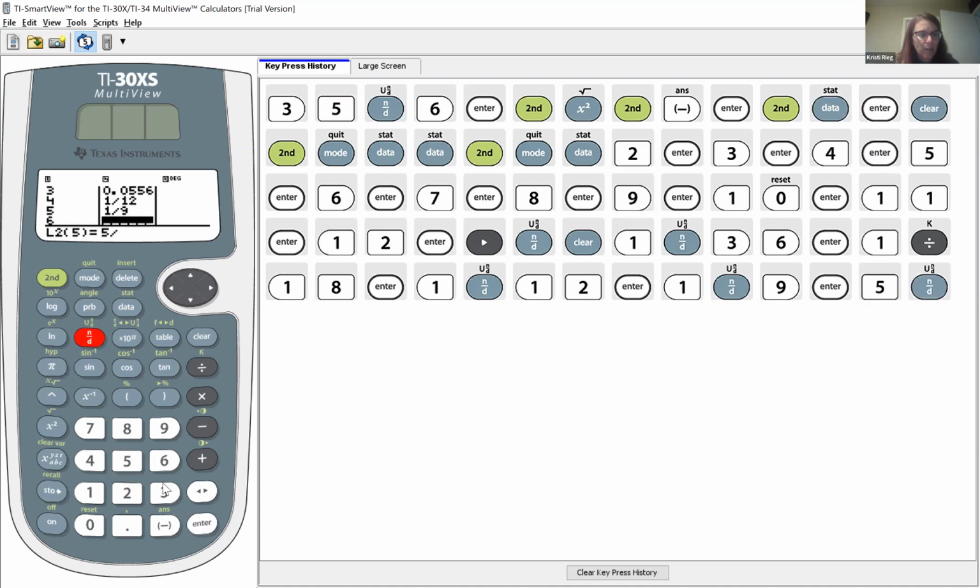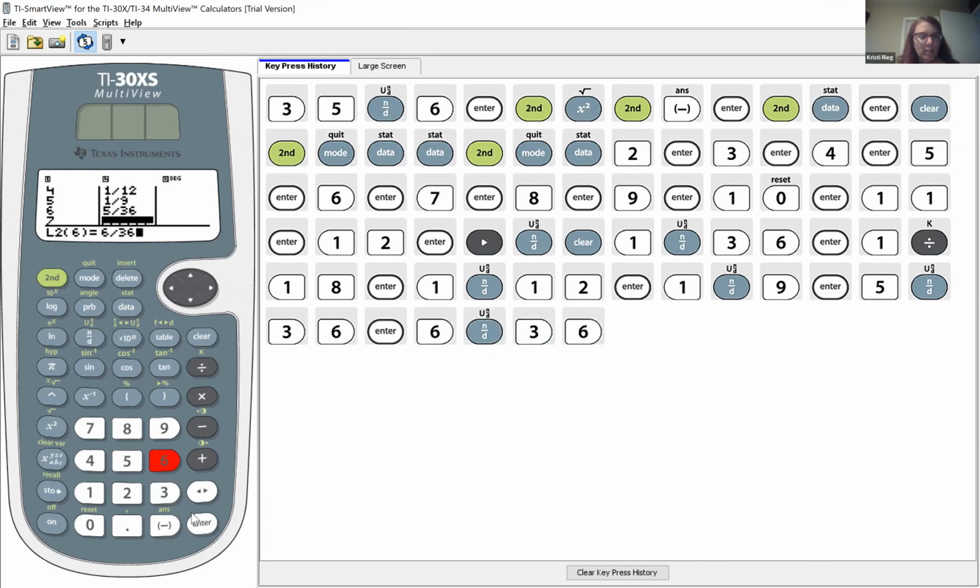5 over 36. Now, remember I said 7 was 6 out of 36. Look what happens if you type that. If you type in 6 out of 36, it reduces to 1/6 for you. So it doesn't matter which one you type in. Okay, going back the other direction, 5 out of 36.